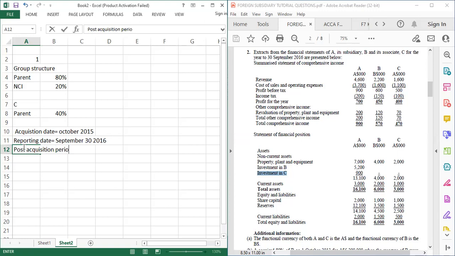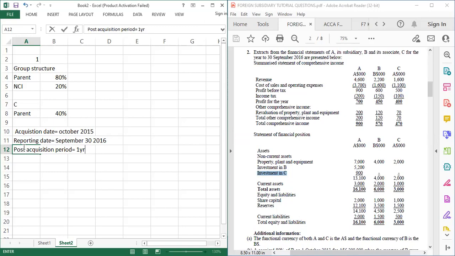Post-acquisition period is what? 1st October. The post-acquisition period is that from the time that they acquire the subsidiary to the reporting date, 2013. Yeah, that will be 1 year. So from October to September this year, that is 1 year. That is the post-acquisition period.